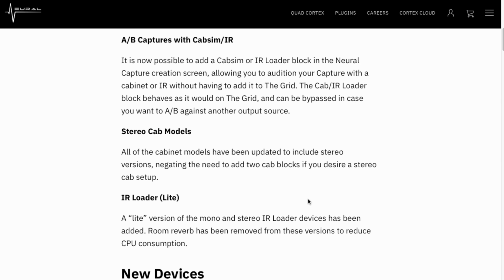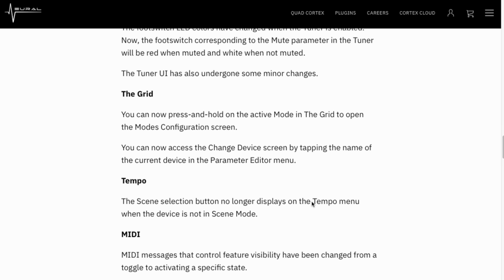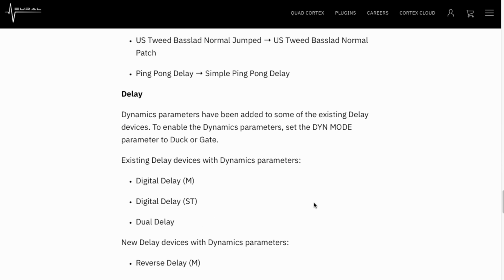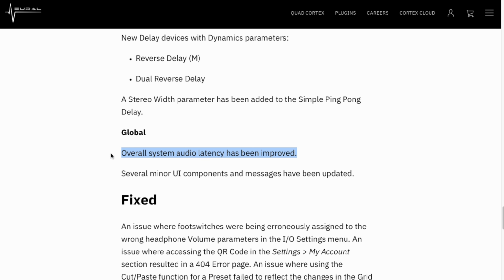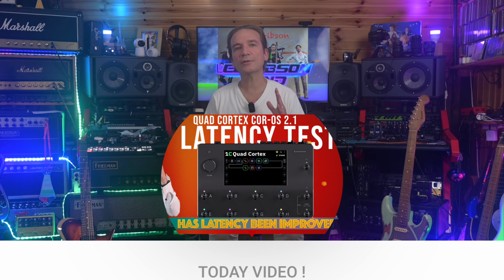Well, if you check out the Neural DSP webpage where the improvements introduced with firmware 2.1 are listed, you can notice this sentence: "Overall, system audio latency has been improved." So, with this video we will check out the latency management of the Quad Cortex after firmware 2.1, and if and how it has been improved.